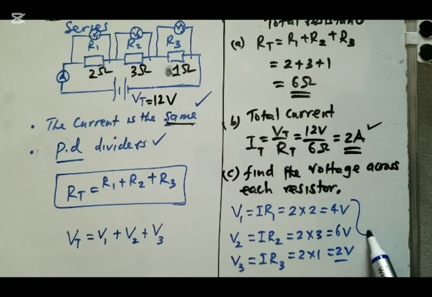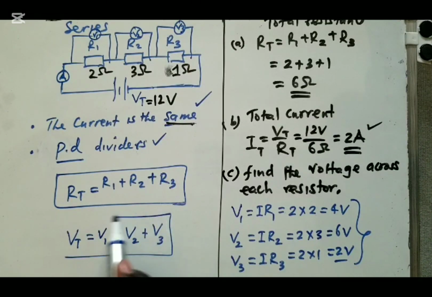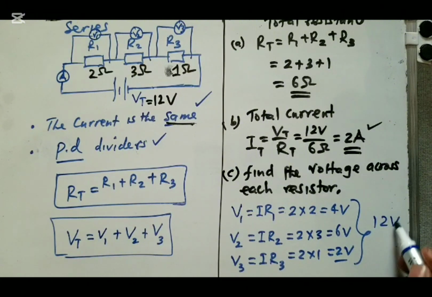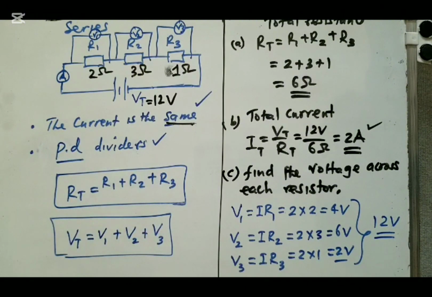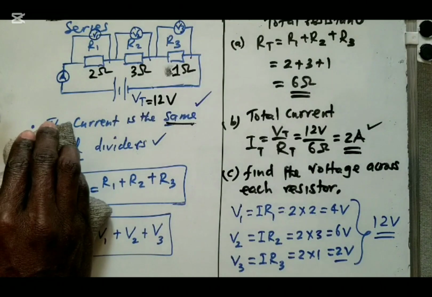Now, if you add V1 plus V2 plus V3, remember what we said there, if you add 4 plus 6 plus 2, it will give you a total of 12 volts. No wonder we say they are potential dividers, and that is what you need to remember when it comes to resistors that are found in series. All right, I hope you are picking up that. It's very important. We are doing a quick revision so that you are able to see.